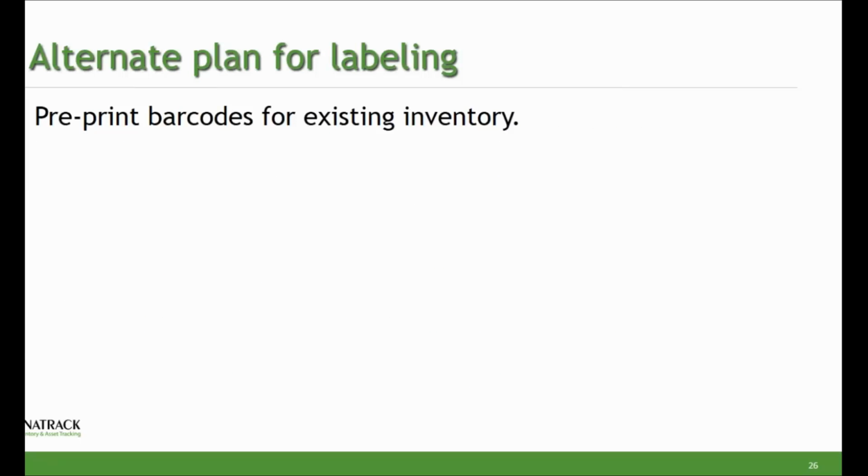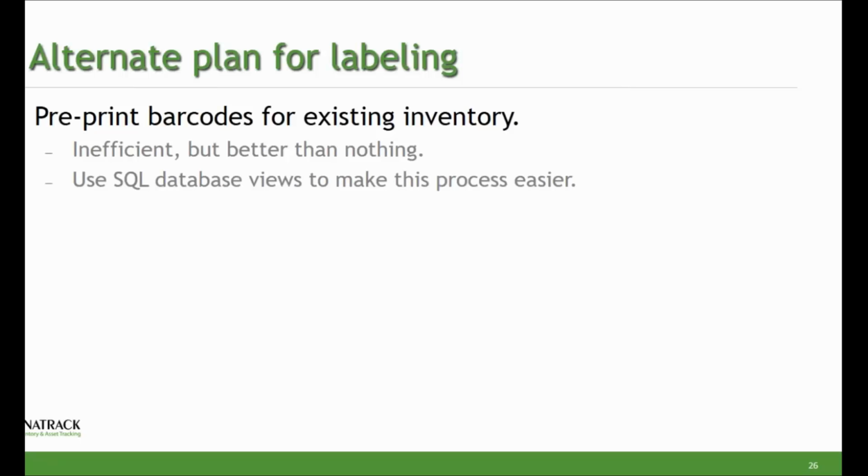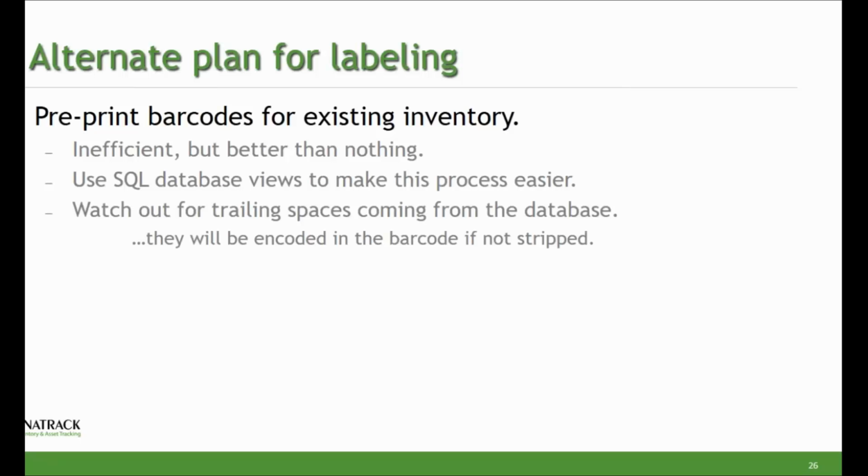An alternate plan for labeling: you could pre-print barcodes using existing inventory. It's inefficient, but it's better than nothing. If you're going to use that, you can use SQL database views to make the process easier. But watch out for trailing spaces coming from the database. If you're at a real geek level and you know that inside GP the item number, for example, is 30 characters, just be aware that there are trailing spaces in there, and those will be encoded in the barcode and cause all kinds of problems for you if you don't strip them. Possible options are products called NiceLabel, BarTender, etc.